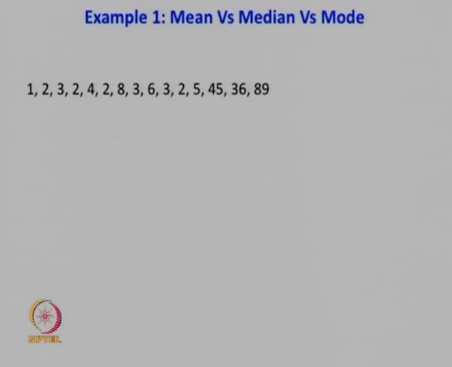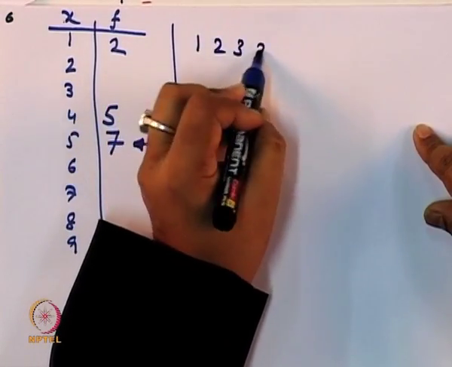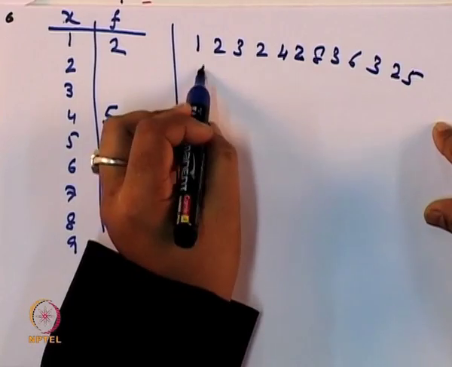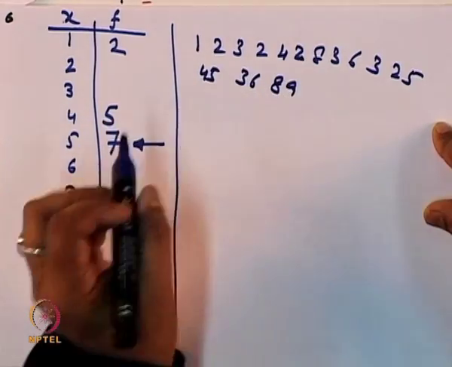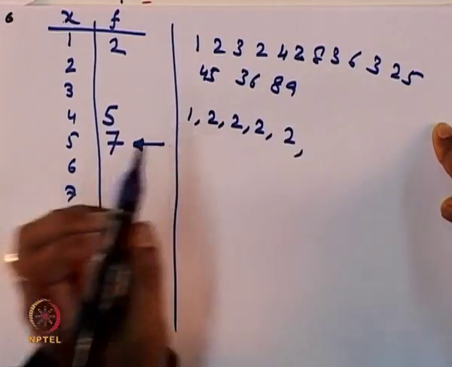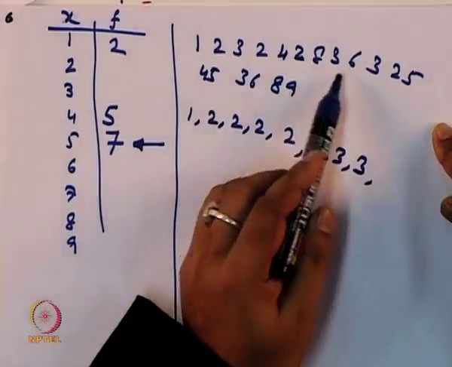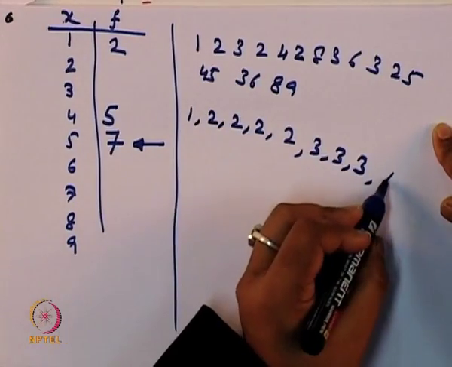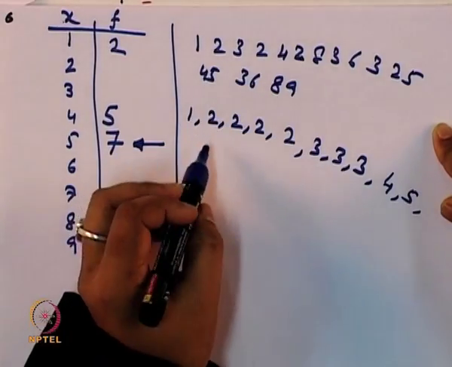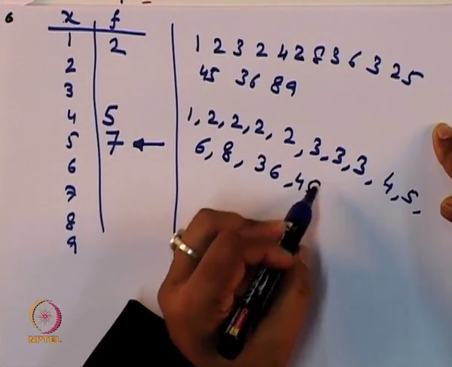Okay. So, let us just do a few examples. In this particular example, let us say you have the numbers 1, 2, 3, 2, 4, 2, 8, 3, 6, 3, 2, 5, 45, 36, 89. If I were to arrange them in proper order: 1, then 4 2s, then 3 3s, then 4 just once, then you have 5, then you have 6, then you have 8, then 36, 45, 89.